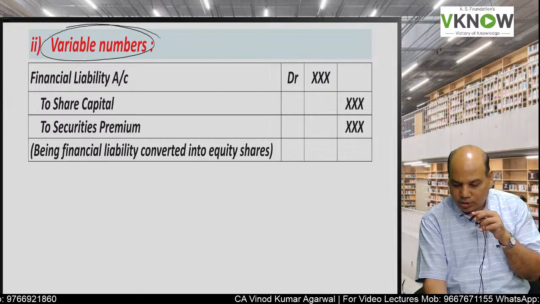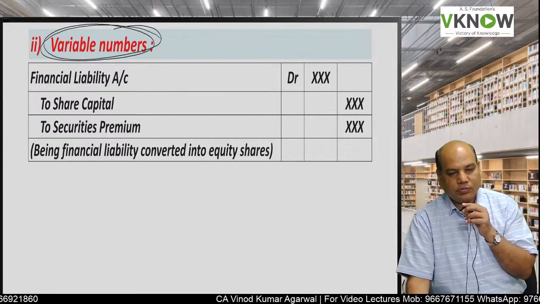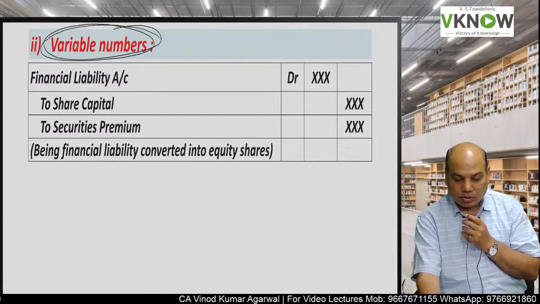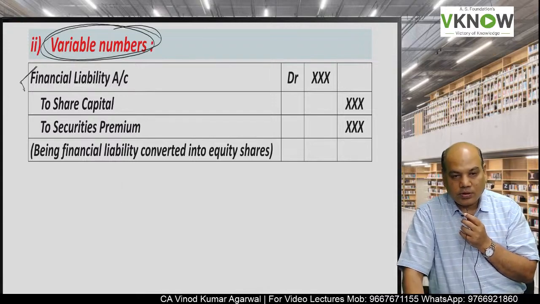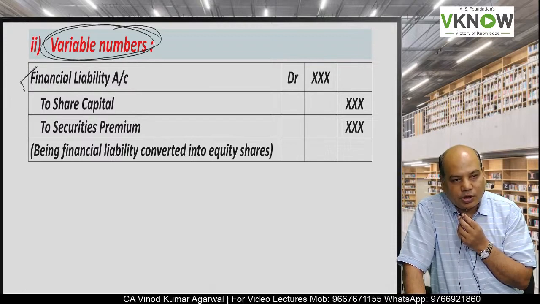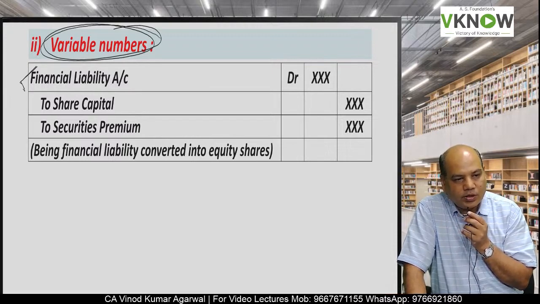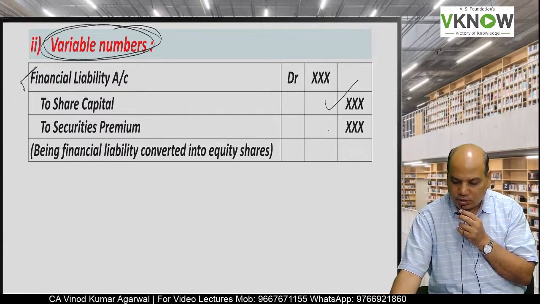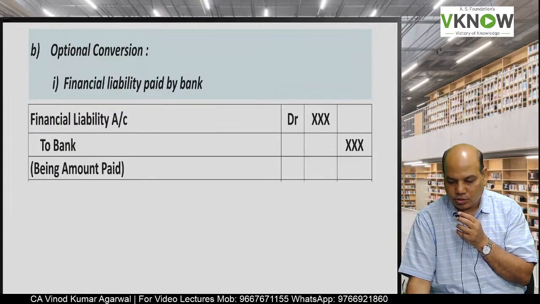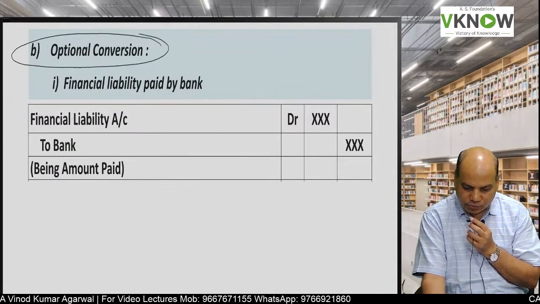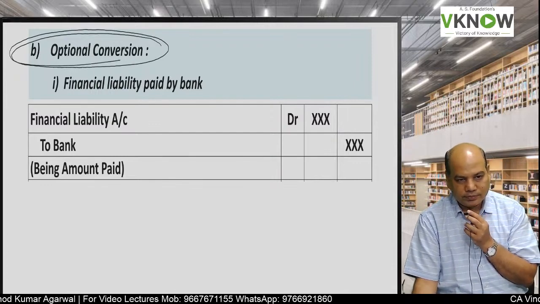If a variable number of shares have to be issued, that means the instrument was earlier treated as a financial liability, because a variable number of shares to be issued means the instrument is a financial liability. So financial liability account debit, to share capital and the excess amount to securities premium. That was mandatory conversion. Now optional conversion.